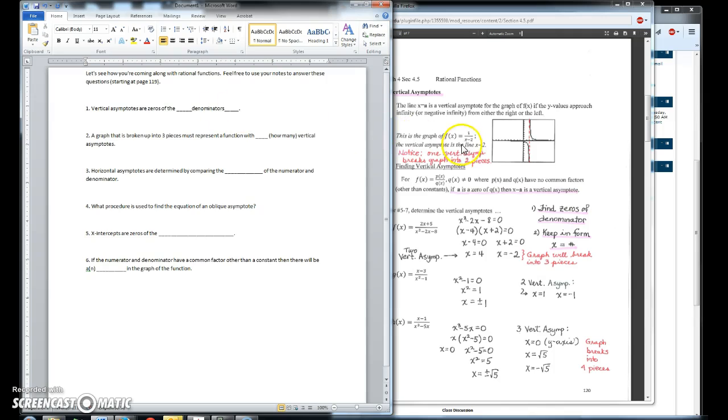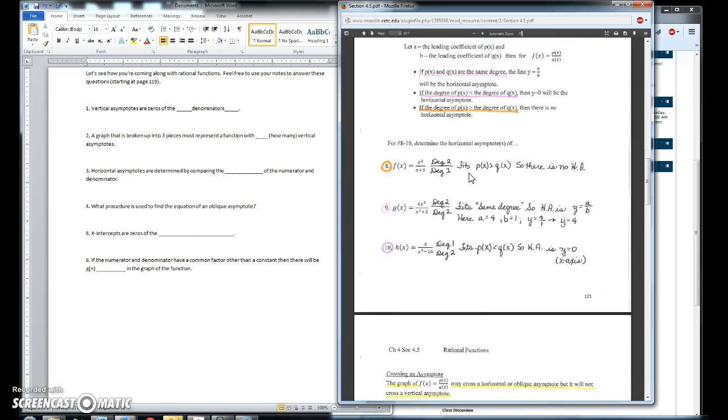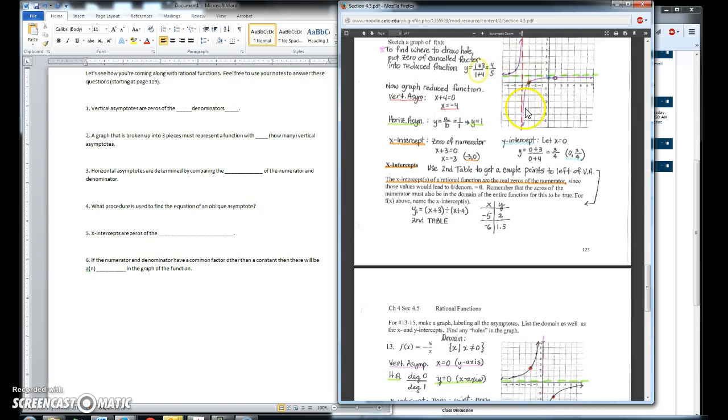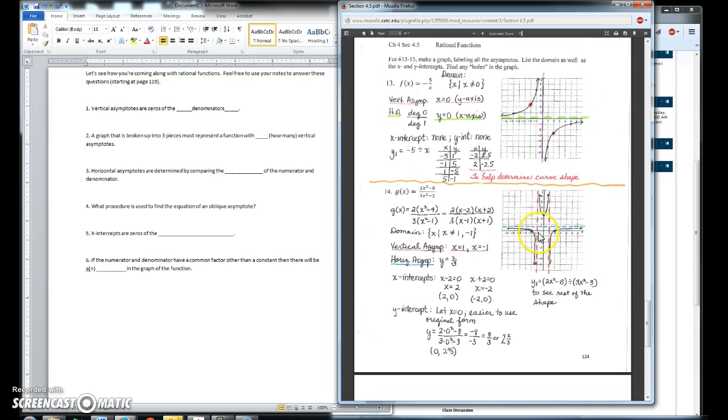Any graph that is broken up into 3 pieces must represent a function with blank asymptotes. So let's try to find one that's broken up into 3 pieces. When I scroll through these notes, okay, you see this one's broken up into 2 pieces. This one's broken up into 2 pieces. Okay, this one has 3 pieces, right?